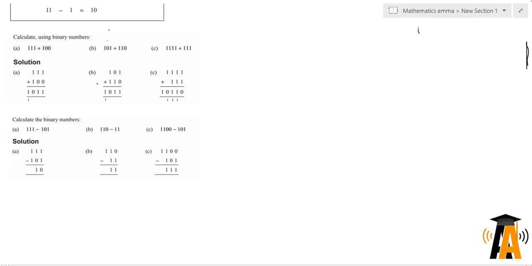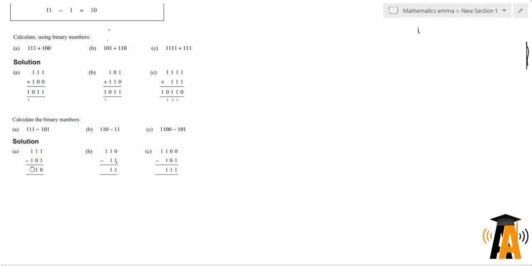So for subtraction, we have some few examples also. We have 111 minus 101. So 1 minus 1 is 0, 1 minus 0 is 1, and 1 minus 1 is 0. If you like, you can put down the 0, but I think it's not necessary. So here again we have 0 minus 1.